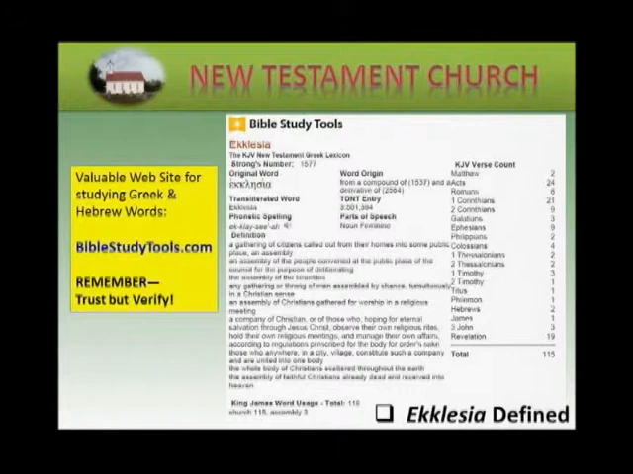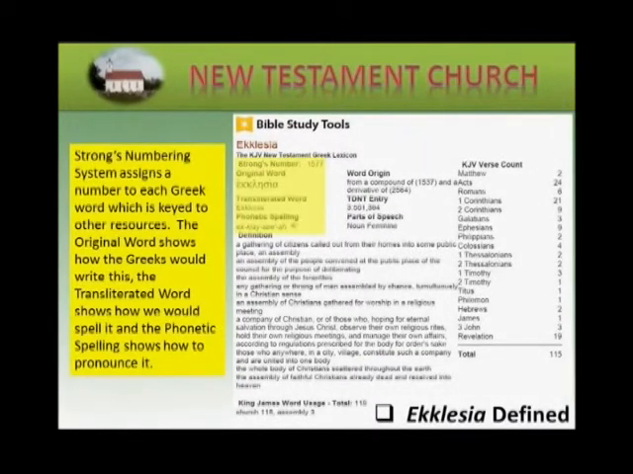This is from BibleStudyTools.com. I'll show you the mechanics of it and how these screens are laid out. But you need to remember that with all sources, you need to trust but verify. People make mistakes. Some things are more accurate than others. And so you always want to do some comparison work, and we try to do that. But let's go through and we'll take a look at the first section here.